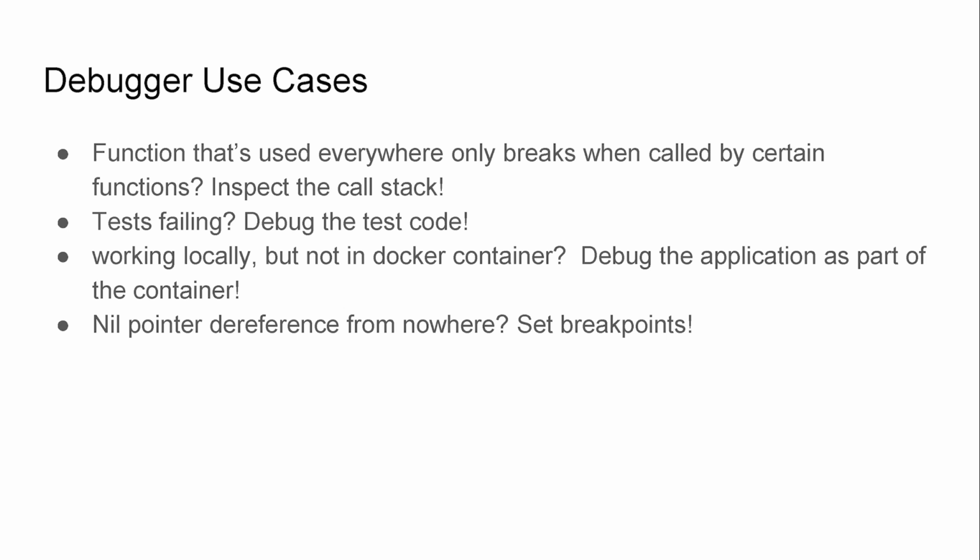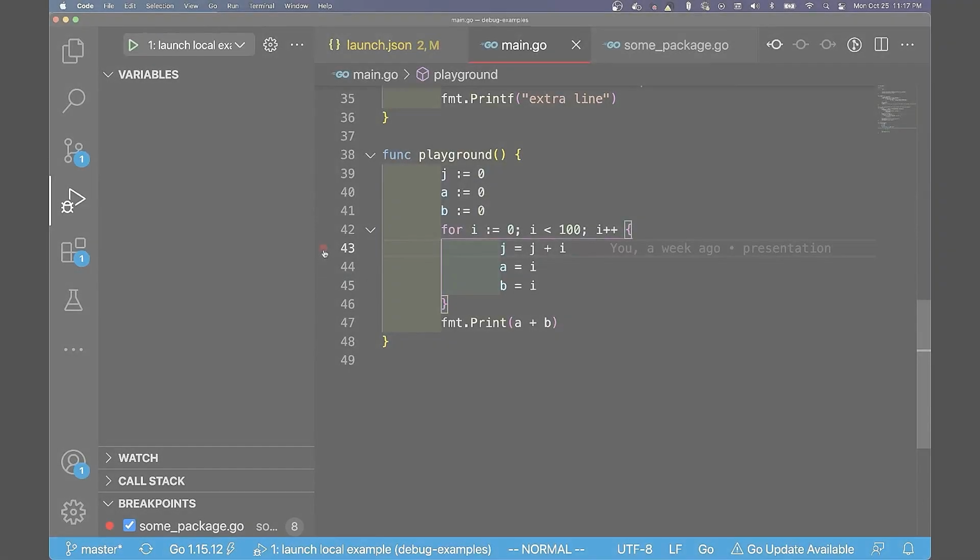Say you have a function that's called in many places, and you aren't sure what call chain represents the error case. You can inspect the call stack with a debugger. If a test is failing, you can launch a debugger against the test itself. Say that's running fine locally, but you're having issues in the Docker container. You can launch the debugger as part of the container. Let's say you're getting an unexpected nil pointer dereference. You can just set breakpoints and watch the value mutate as execution proceeds.